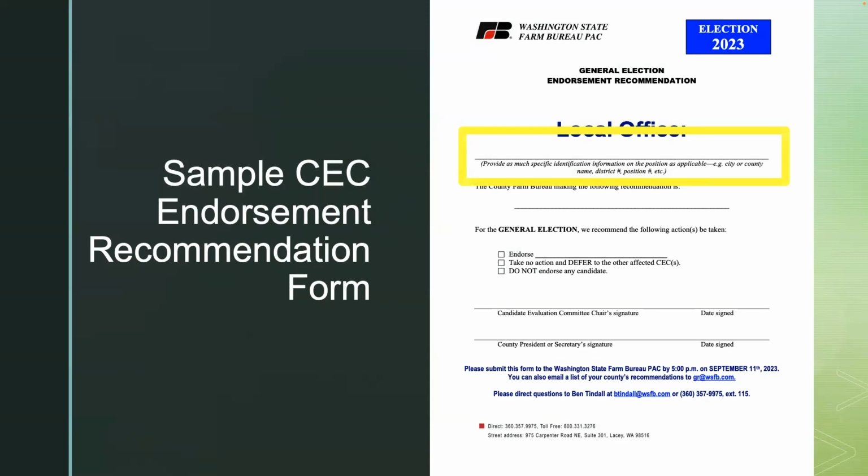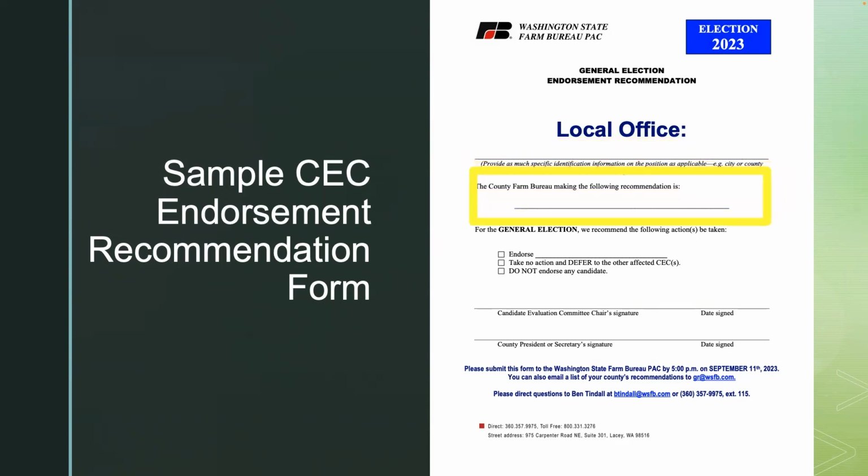And this is important to note, one form for one candidate. So don't use one form and list out several races. You have one form, one page for each candidate. So if you're going to make numerous recommendations, use numerous recommendation forms. So one form per candidate. So list out what race you're specifically referring to or making a recommendation for here.